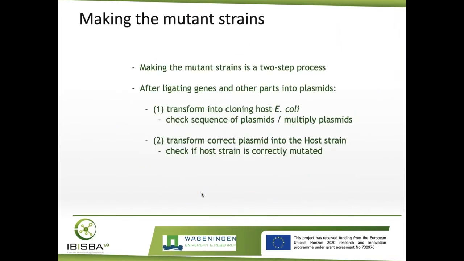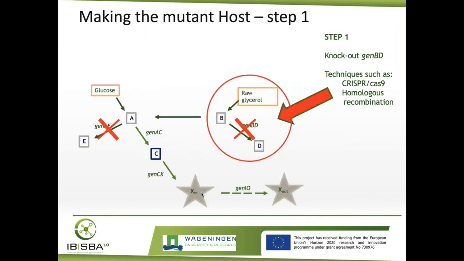Then to make the mutant strains, this is actually a two-step process after ligating and other parts of the plasmid, to transform and clone in a host, for example E. coli, check sequencing plasmids, multiply plasmids, and so forth. We need to transform the plasmids into the host strain, and we need to check if the strain is correctly mutated, often through sequencing.